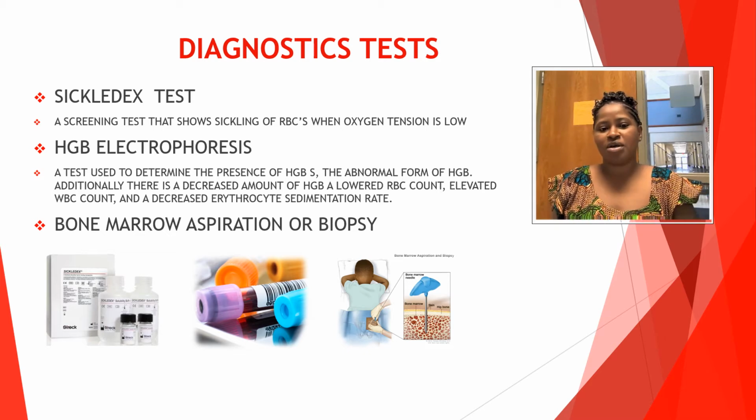Bone marrow aspiration or biopsies can be used to detect sickle cell anemia. In the United States, testing is mostly done on newborns to detect sickle cell anemia. In case a baby is confirmed with sickle cell anemia, they redo the test to confirm the diagnosis.